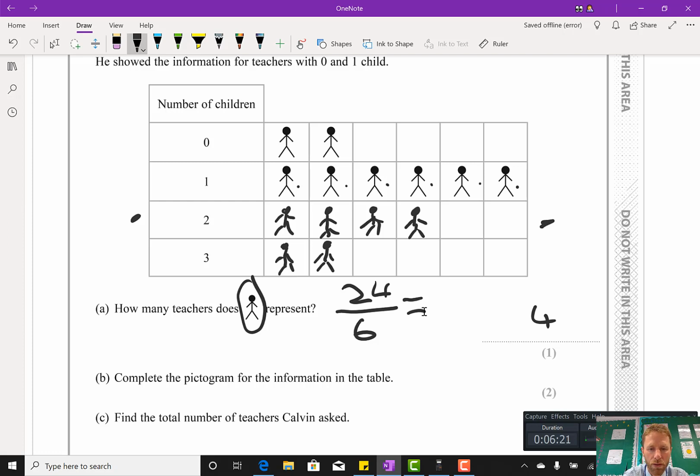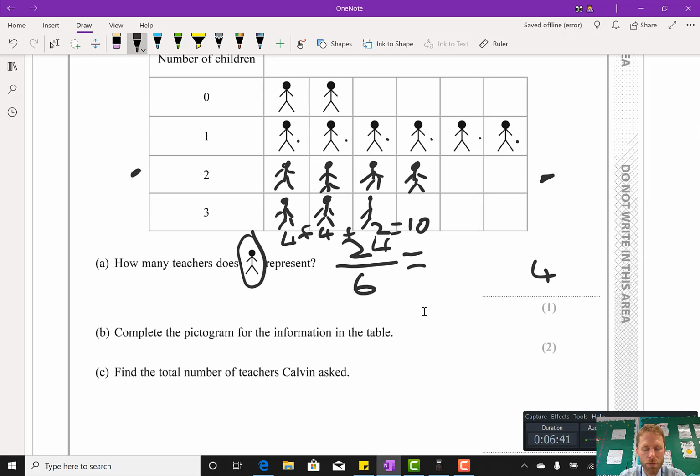So I need half a person, because half a person will represent 2. So we've got 4, 4 and 2. Add those together, that gives me 10.